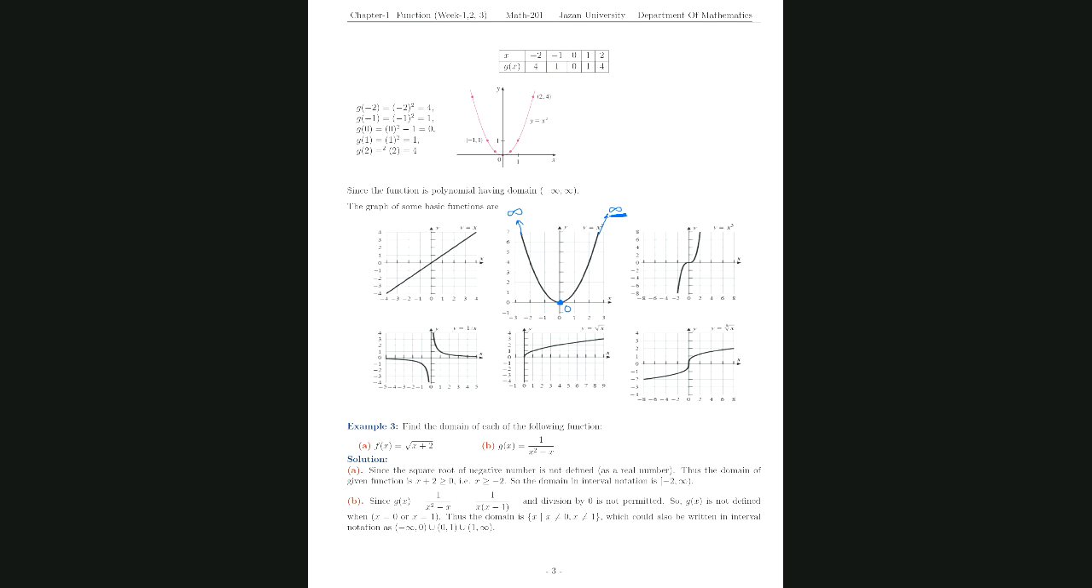The range: on the graph, the small number is zero, and on the graph the big number goes to infinity. So the range is from 0 to infinity this way. Okay, I will discuss all of this further, but here you have to understand only the graph.